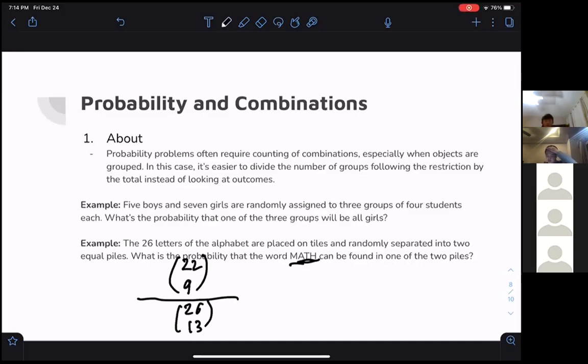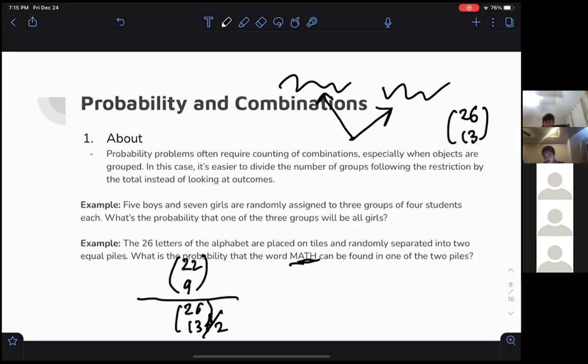However, notice the fact that this 26 choose 13 right here, we have to divide this by 2. Why? Well, think about it like this. Let's say you have these letters, and that these are the two different groups, right? So in reality, the amount of ways to choose the tiles in this group is 26 choose 13. You choose the first 13, and then the other 13 left, you have to choose 13 of those. So it's really this, which means you choose the first group first, the second group second, right?